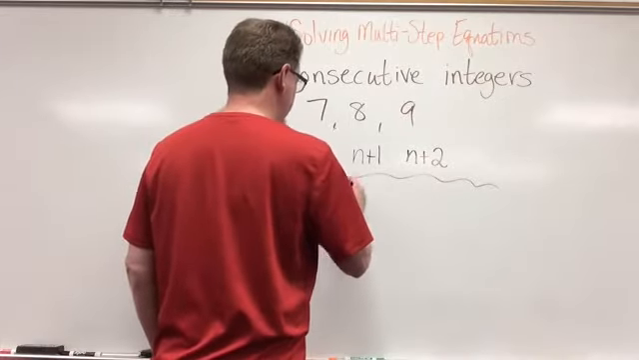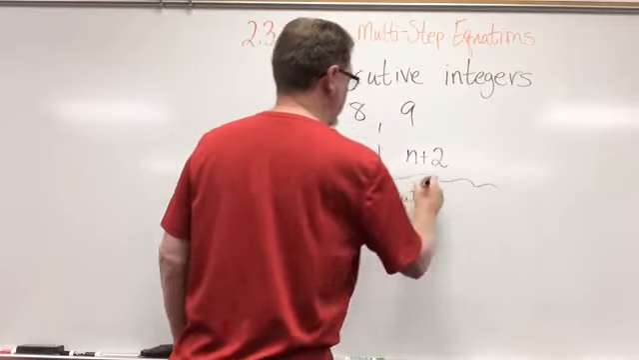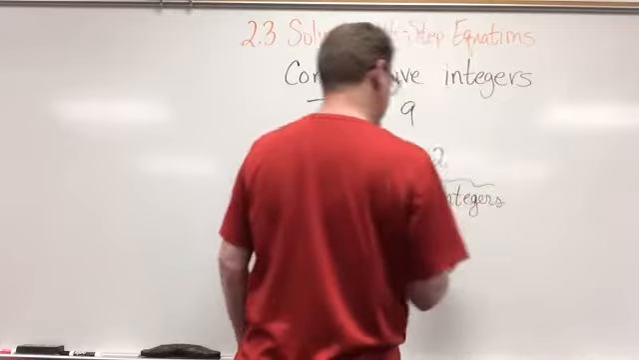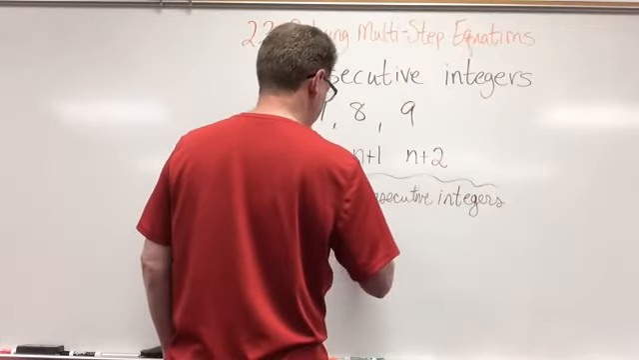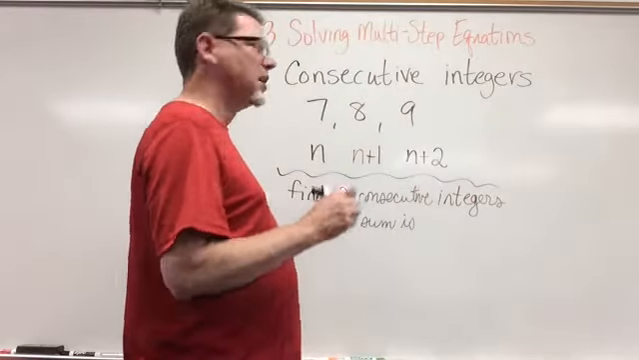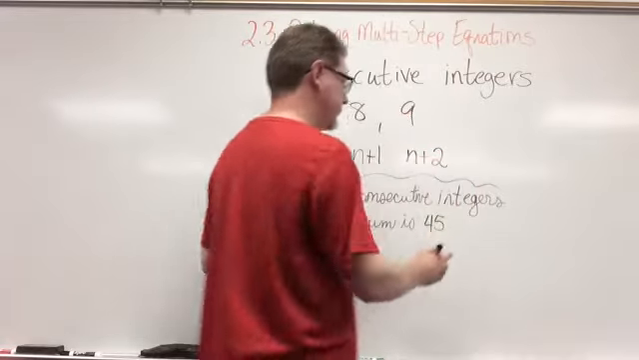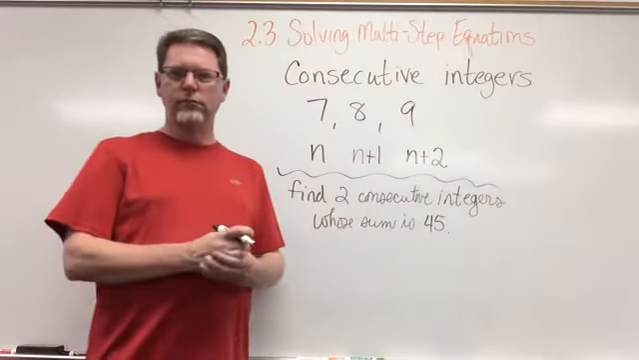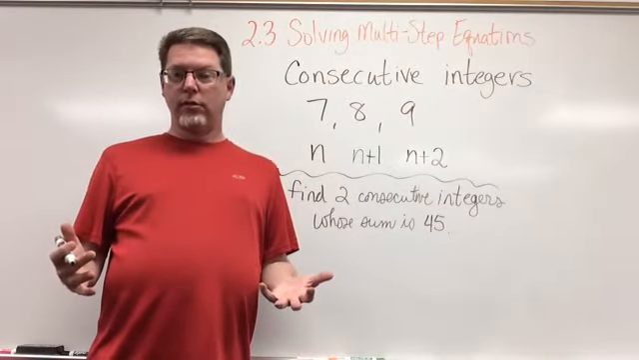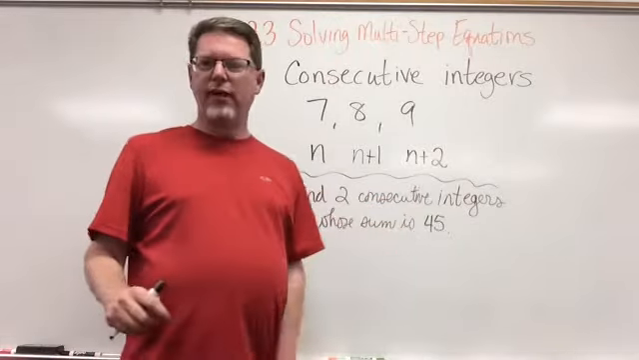Find 2 consecutive integers whose sum is 45. Okay? Now I have to set up an equation in order to do this. Okay? Find 2 consecutive integers whose sum is 45.